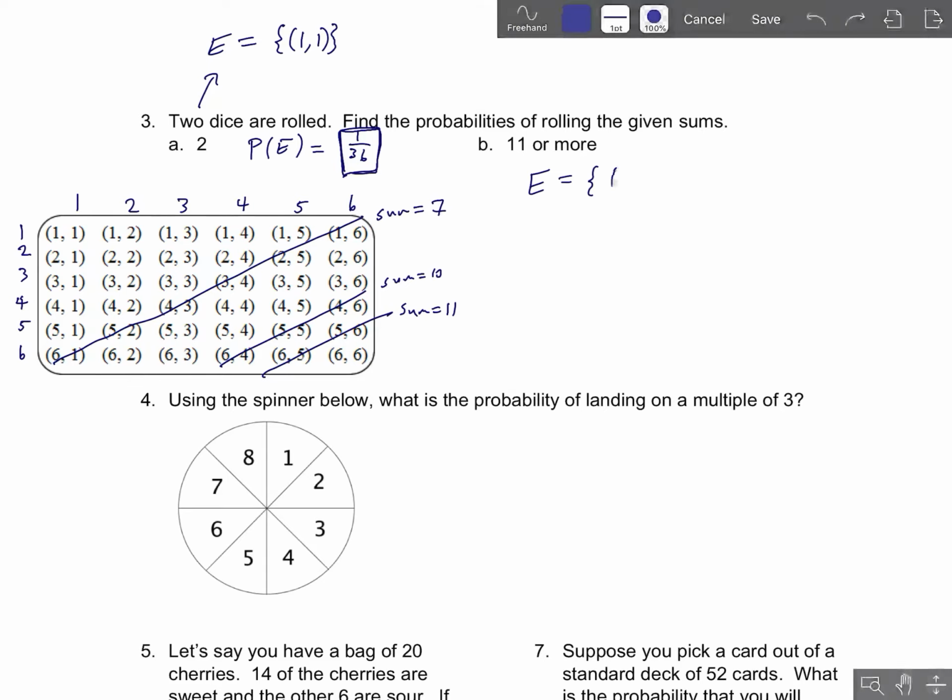Okay, so the event that we're interested in, we can again just write down the event as a set. So we're looking at 6-5, 5-6, and 6-6. This event has 3 elements in it. So here the probability of this event would be 3 out of the 36 possible total outcomes. And if you want to reduce, you can. That would be 1/12.